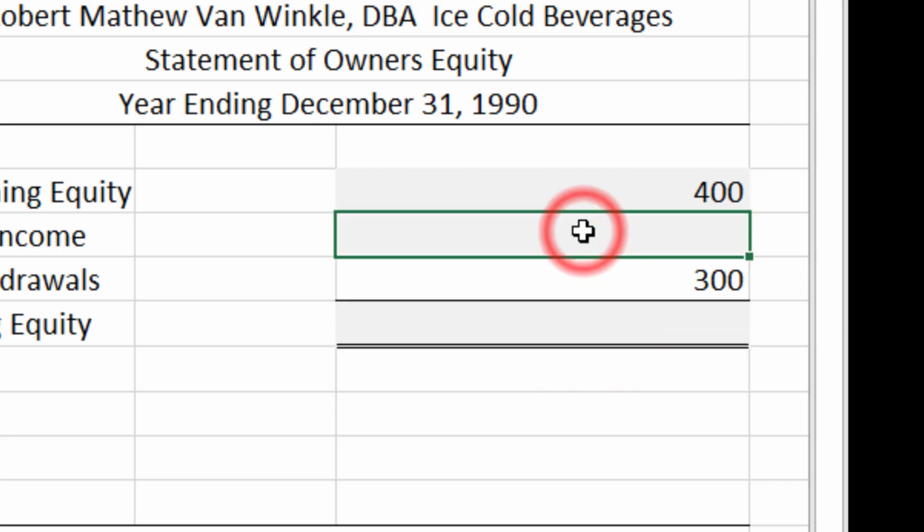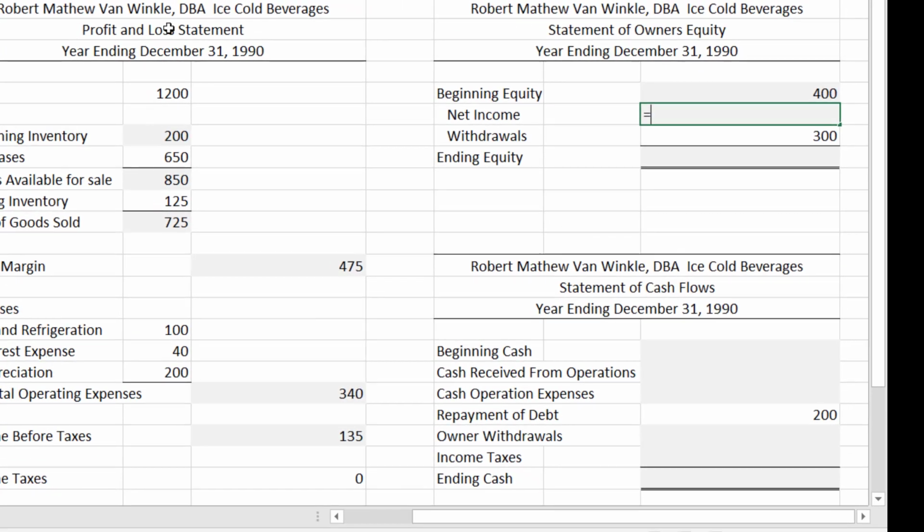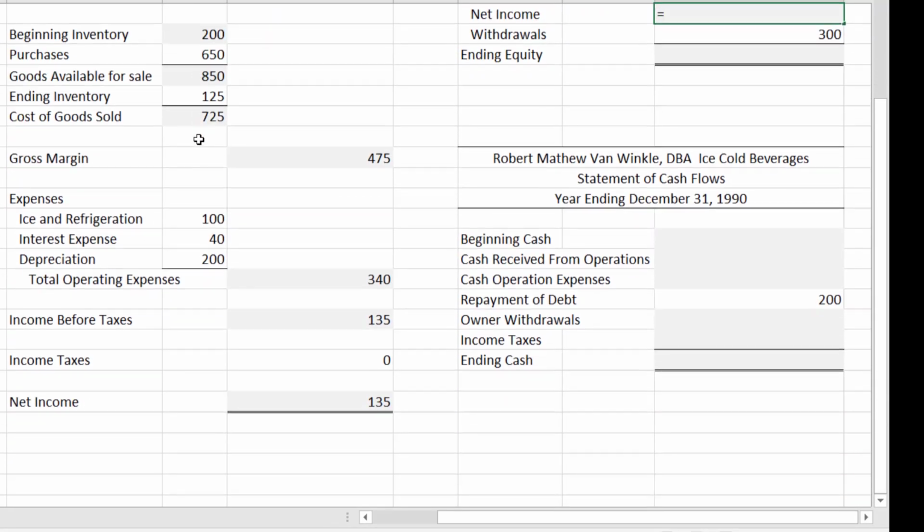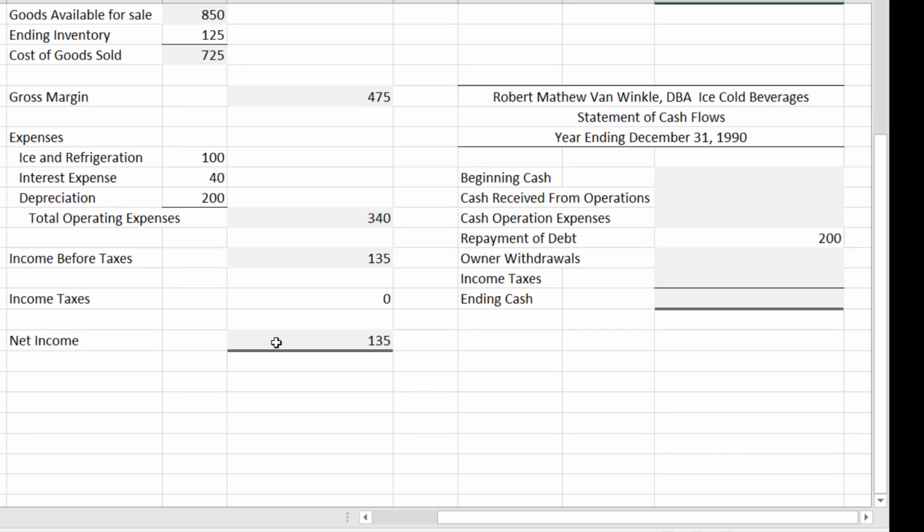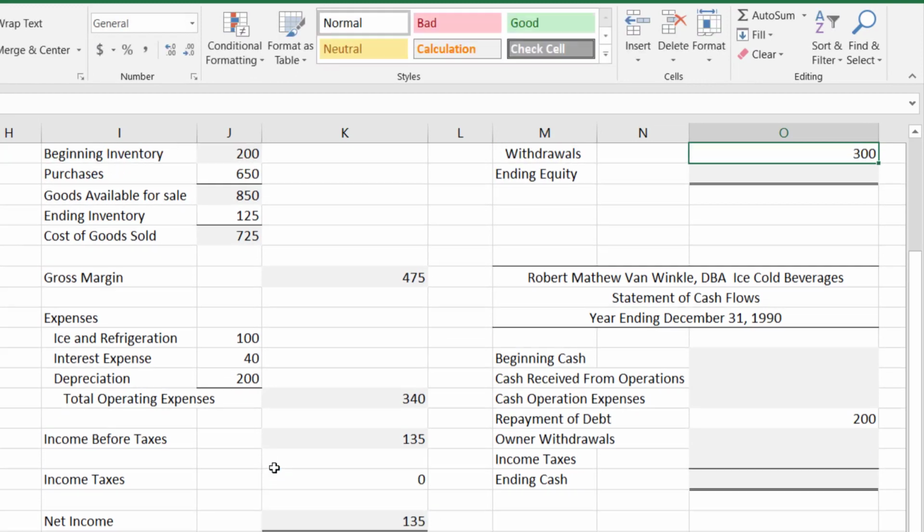All right, net income. Net income is our profit. We mean net income, after taxes. So we type an equal sign, go over to our profit and loss statement, scroll down to the net income at the bottom, and click on that, and we've got our cell reference again. Hit enter, and we update.